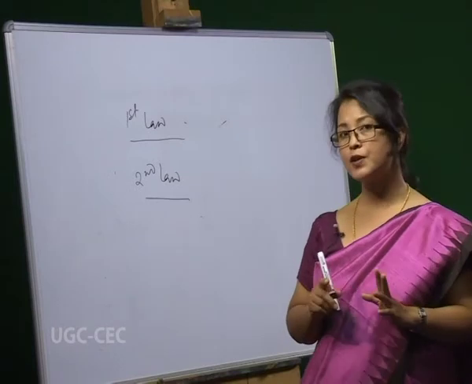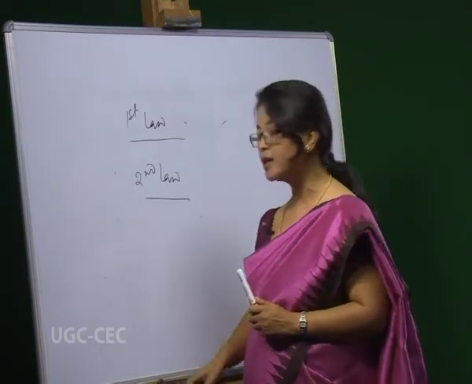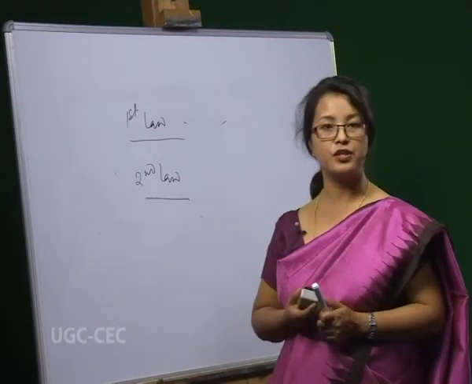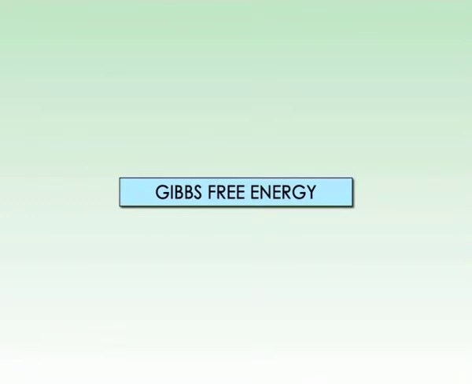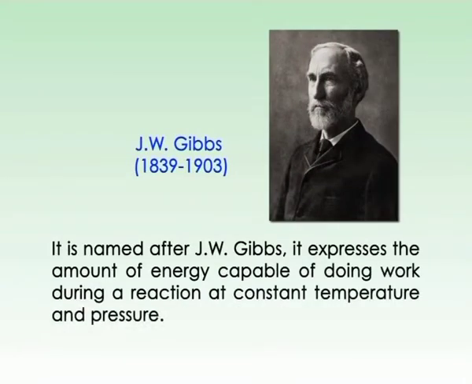So let us study the three thermodynamic quantities that describe the energy changes occurring in a chemical reaction. First is Gibbs free energy. It is named after J.W. Gibbs and it expresses the amount of energy capable of doing work during a reaction at constant temperature and pressure.